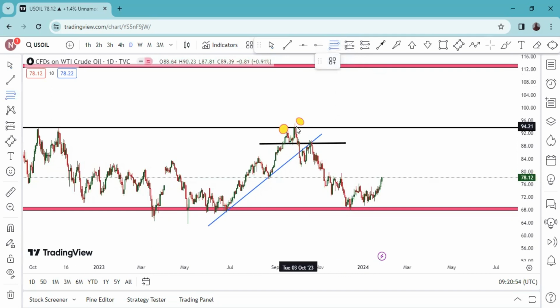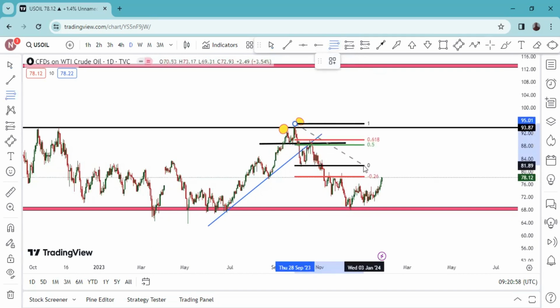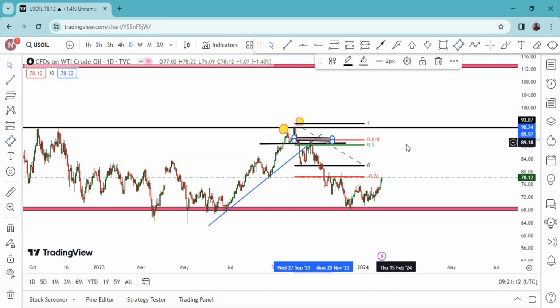Then my Fibonacci also to the top. Fibonacci to the top. As you can see clearly, the market respected exactly as I had planned.